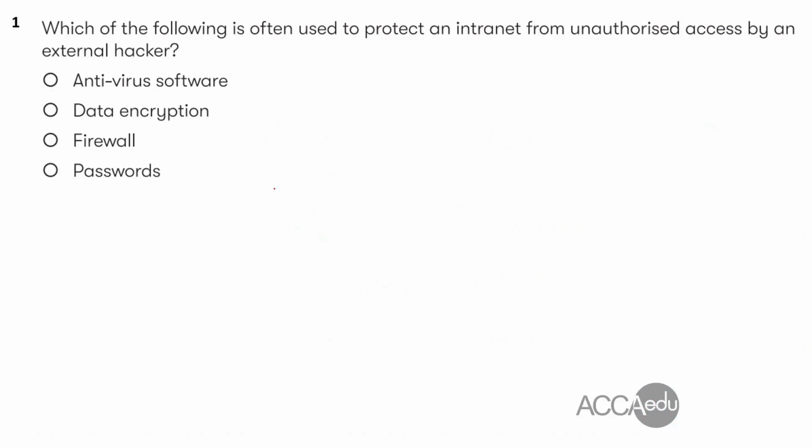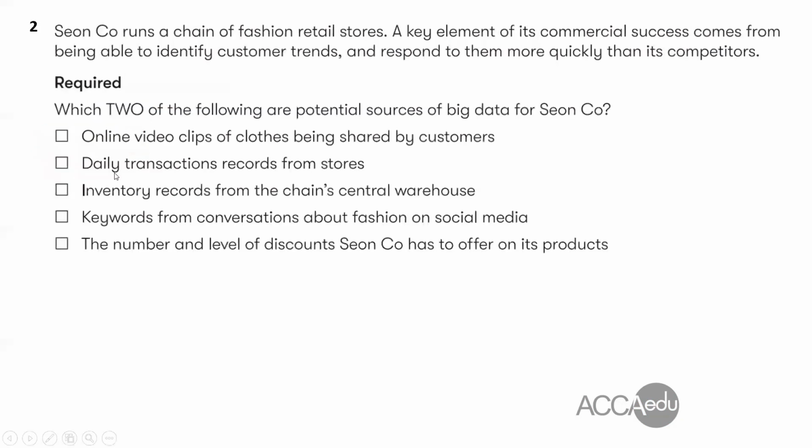Which of the following is often used to protect internet and intranet from unauthorized access? So there is this term called firewall, which protects the intranet from unauthorized access or people gaining access to the server. Passwords, data encryption, and antivirus software all help to keep the file secure, but they cannot protect from unauthorized access. Only a firewall can.